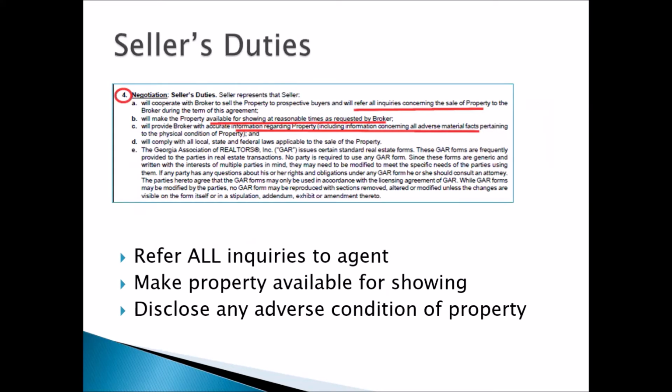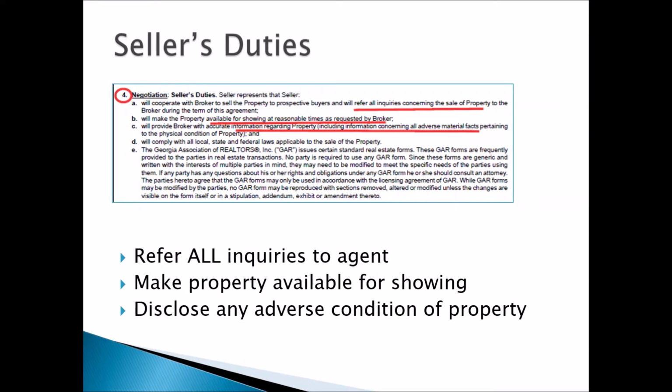Now, when it talks about the seller's duties, one of the things that's really important is that the seller is responsible to refer all inquiries regarding the sale of the property to you, the agent. Sometimes your sellers will talk about their house for sale at work or at some sort of activity, or will post it on social media, or they'll have somebody just come knock on their door. Any inquiries that the seller gets regarding the purchase of their home, they are obligated by signing this to refer those to you.